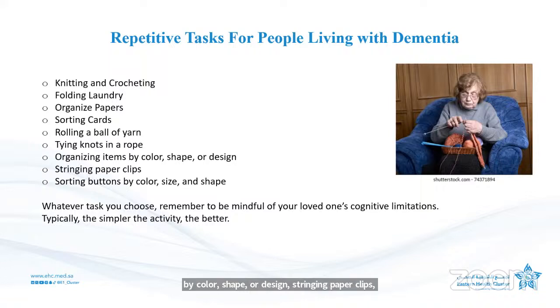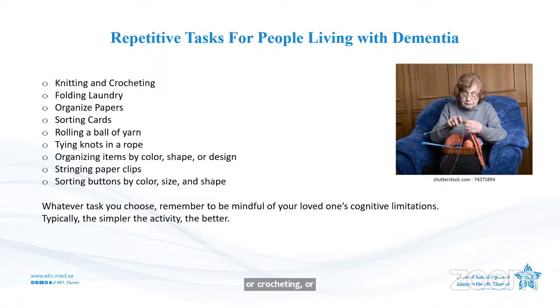Whatever task you choose, remember to be mindful of your loved one's cognitive limitation. We don't want to stress them out as well. So it depends on what they like. If we have an older lady who has always been knitting and sewing and she likes it, it would be applicable to suggest for her to start knitting again or crocheting.